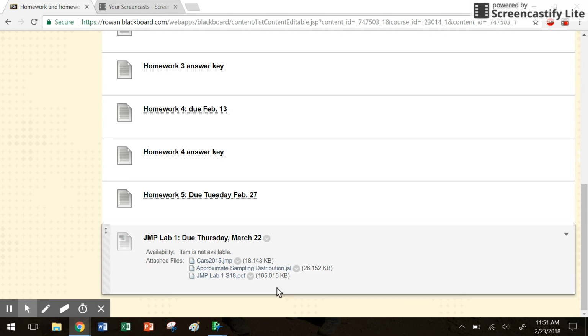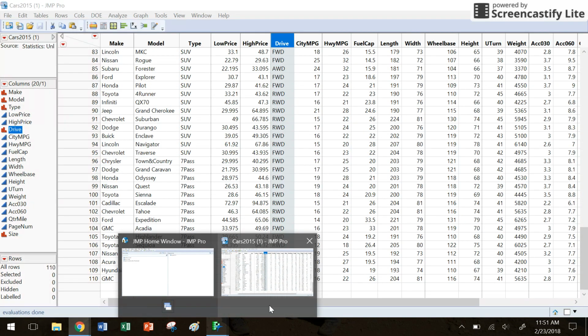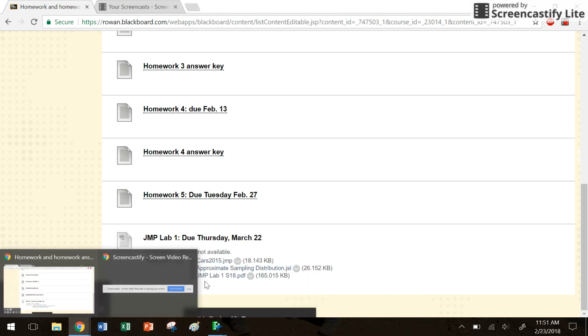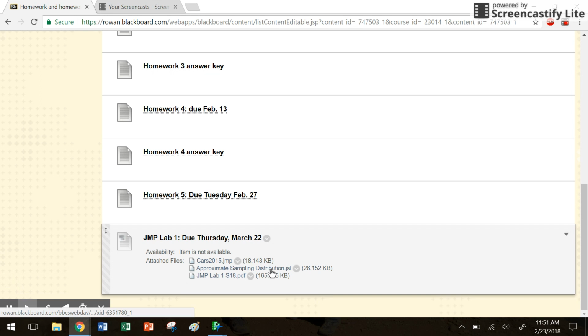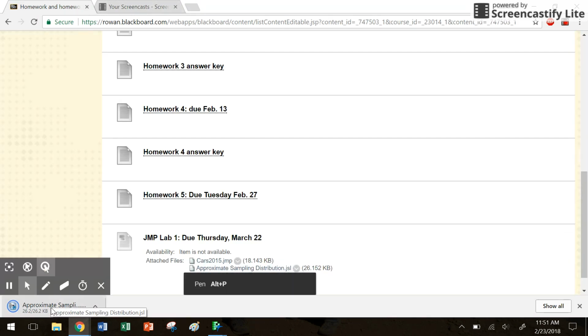Okay. So for this, you'll need to already have the CARS 2015 data set open. So I have it already. And then you'll also need this approximate sampling distribution JMP script. So if you haven't already, download that and then open it up.